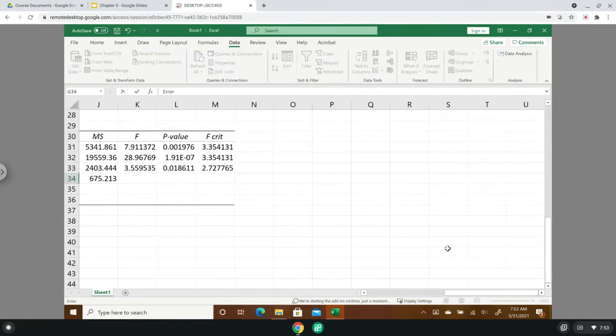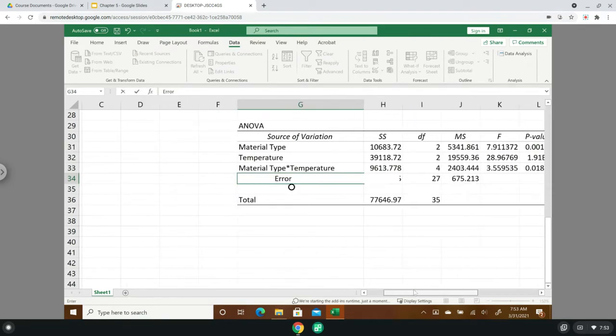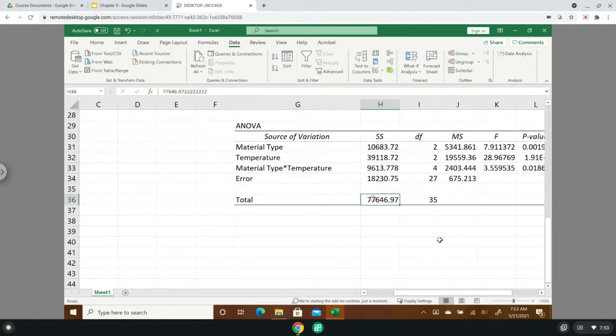So now, and then there is a total, right? The total of all these four sources of variation is the total sum square.